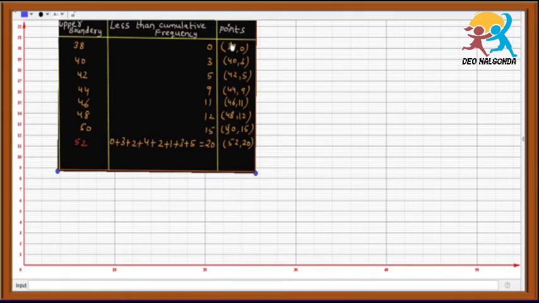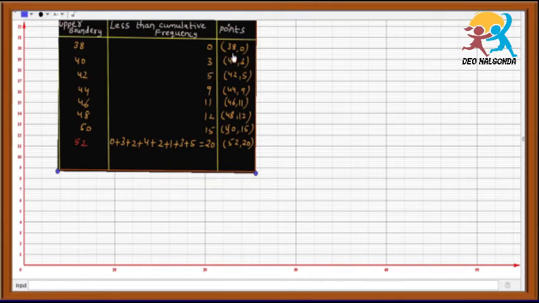So the point is 38, 0. On the x axis we have to take the boundaries, on the y axis we have to take the cumulative frequencies. So on the x axis I am taking 10, 20, 30, 40, so 10 units distance, and on the y axis I am taking 0, 1, 2, 3, 4. So the distance is 1 unit. Write the scale first, and after that denote the points.